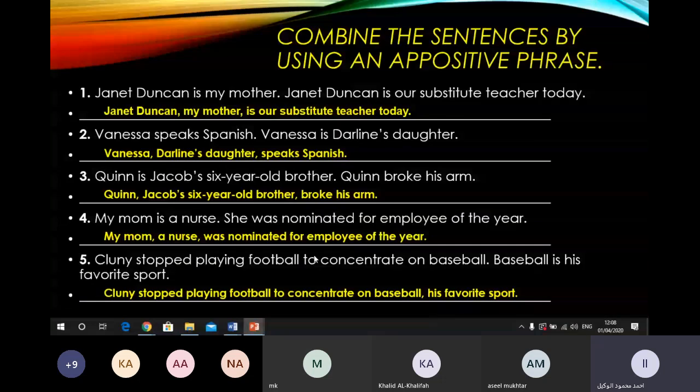Okay, so again, Asil, we have here Clooney stopped playing football to concentrate on baseball. Baseball is his favorite sport. So here you have the name baseball repeated in both sentences. So you just ellipse it from the second one in order to add the appositive. And to make the appositive, you ellipse the name, ellipse the verb, and then add just the phrase. Okay, Asil? Okay, any other question, guys?